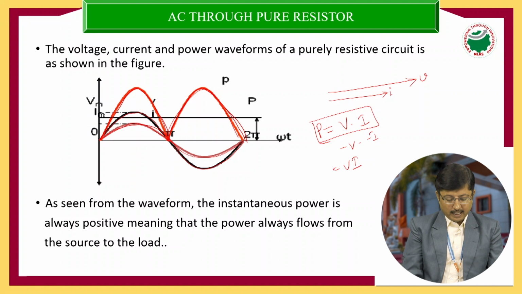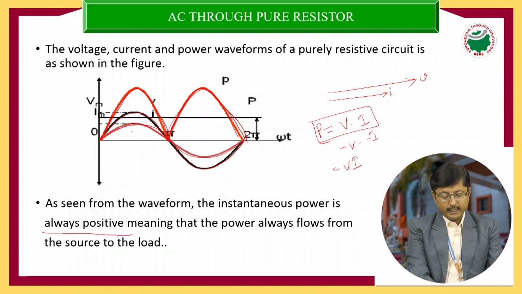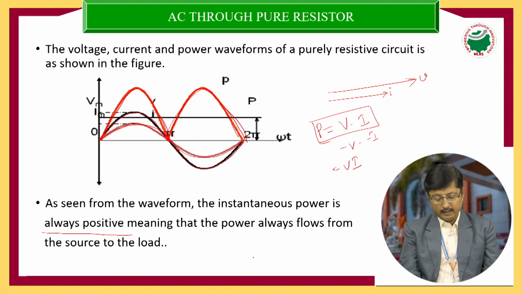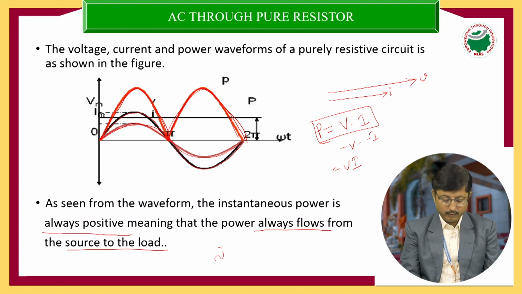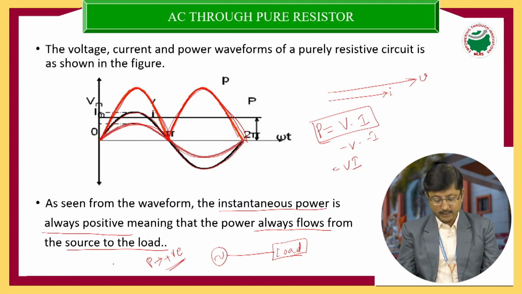So the instantaneous power is always positive. That means the power always flows from source to load. Because the power is positive during the positive half cycle and also during the negative half cycle, the instantaneous power is always positive. So the power flows from source to load.